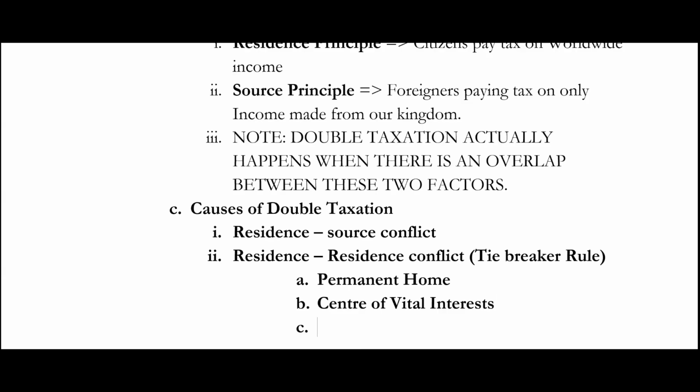So the next thing we do is, okay, this guy has a permanent home and a center of vital interest in both states. Then we move to the next test. What is the next test? The next test is checking whether Francis has a habitual abode. This habitual abode is actually where Francis stays most of the time. Because now you are here, you are there. So let's look at where you stay most of the time.